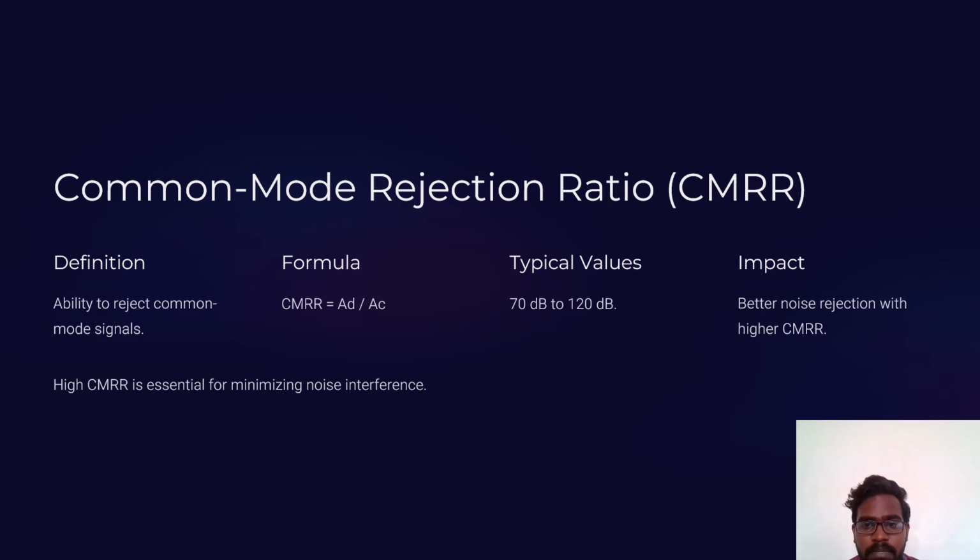Here is the CMRR, which means common mode rejection ratio. The definition of CMRR is the ability to reject common mode signals. The formula for CMRR is Ad by Ac, and the typical values are 70 dB to 120 dB. The impact is better noise rejection with higher CMRR. High CMRR is essential for minimizing noise interference.